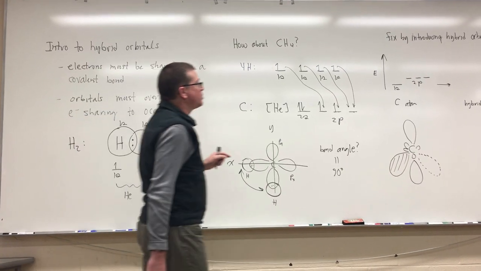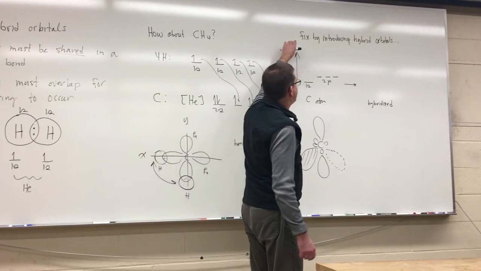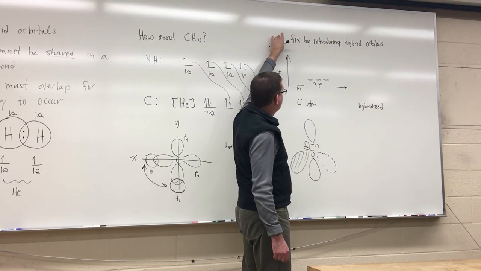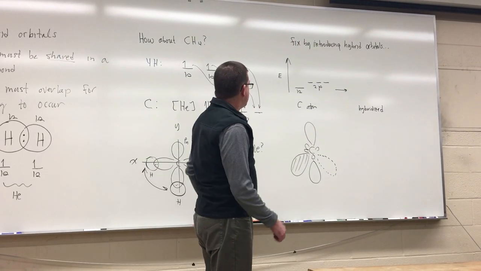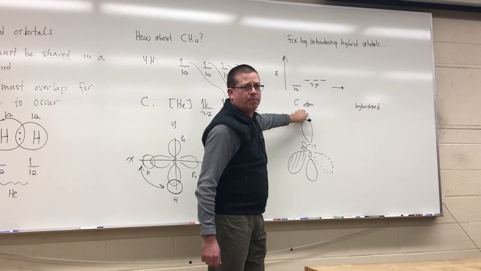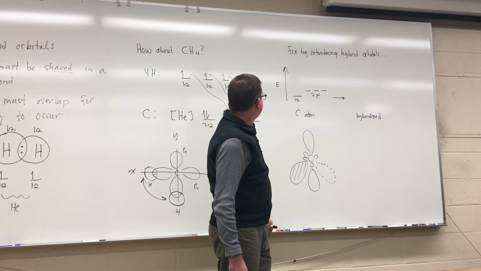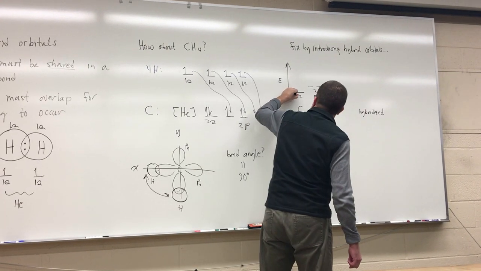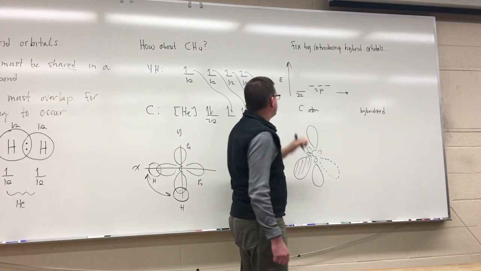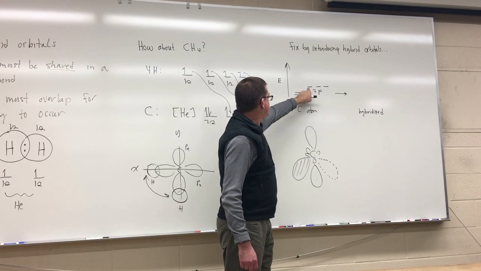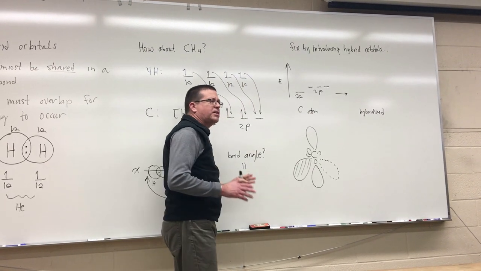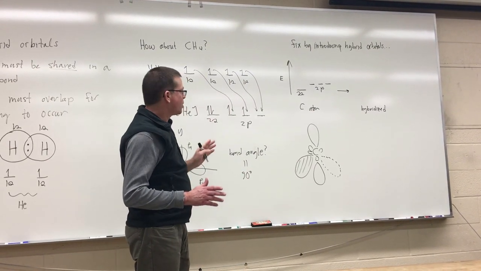So what we're going to do is fix this by introducing the concept of hybrid orbitals. All right? So here's the deal. If I look at a straight up carbon atom in terms of an electron orbital diagram, what I'm going to see is that I've got a 2s orbital, and I've got a set of 2p orbitals here. Those are my valence orbitals that I've got for carbon.